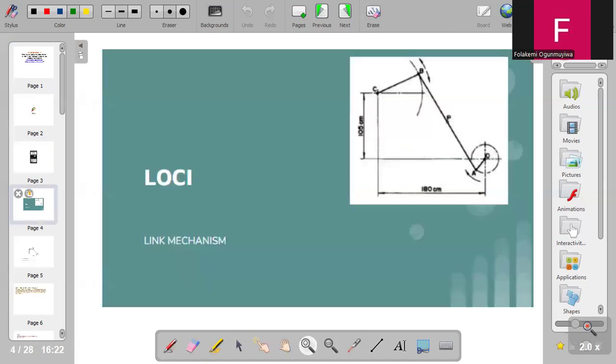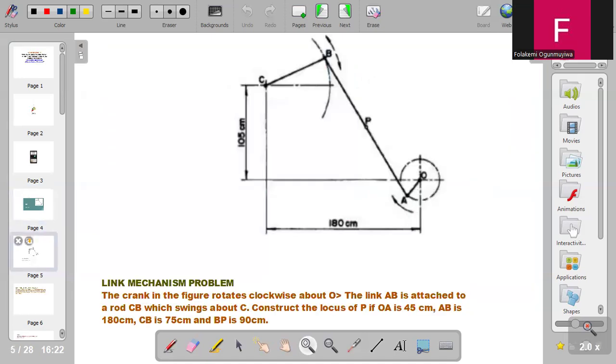Okay, today we'll be looking at a topic under LOCUS, which is link mechanism. I'll be solving a link mechanism problem, as you can see. Now, from this diagram, we have two cranks, crank OA and crank CB. Crank CB is oscillating, moving to and fro, while crank OA is revolving, moving around 360 degrees. So let's quickly look at the question.